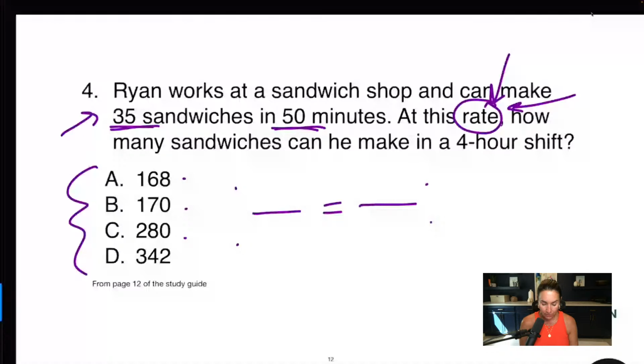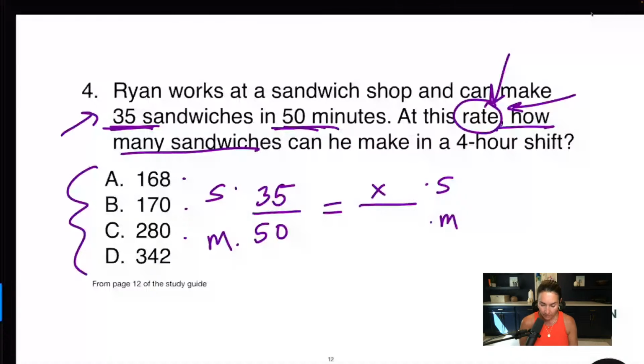So let's start with 35 sandwiches in 50 minutes. 35 sandwiches in 50 minutes. I have sandwiches over minutes. So let's do the same on the other side. Sandwiches over minutes. Well, I don't know how many sandwiches because it says how many sandwiches can he make? So that's going to become X. I'm looking for that. Can he make it a 4-hour shift?